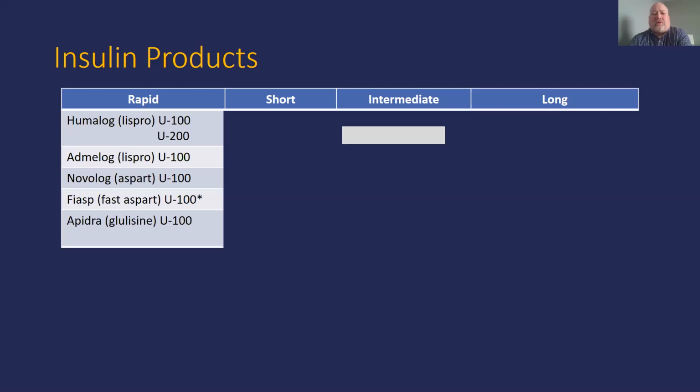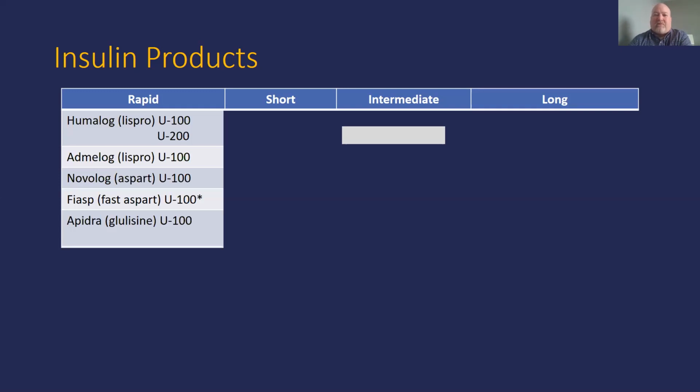Admelog is another product that is Lispro. It's the same as Humalog. It's a fairly newer product. We're all familiar with Humalog. Admelog we may not have heard of. You should think of Admelog as generic Humalog. We can't necessarily technically say that it is, but it is Lispro U100 insulin.